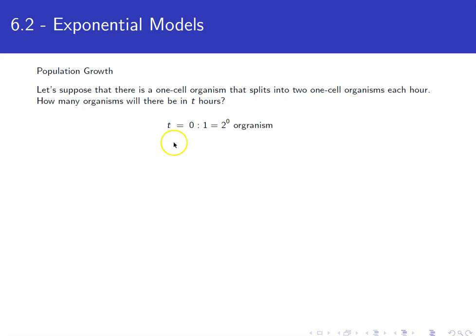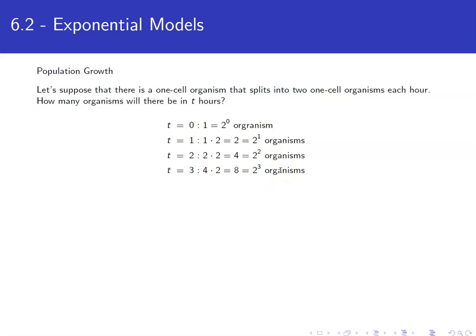Well, certainly at time 0, initially, there's one organism. And that's a typo. Let's just say organism, not organisms. But at time 0, there's 1, which you can rewrite as 2 to the 0. At time 1, there's 1 times 2. It splits into 2 organisms, which we can write as 2 to the 1st. At time 2, it doubles each hour. So each one-cell organism can make another one. It splits into 2. So now there's 4 organisms, or 2 squared organisms.